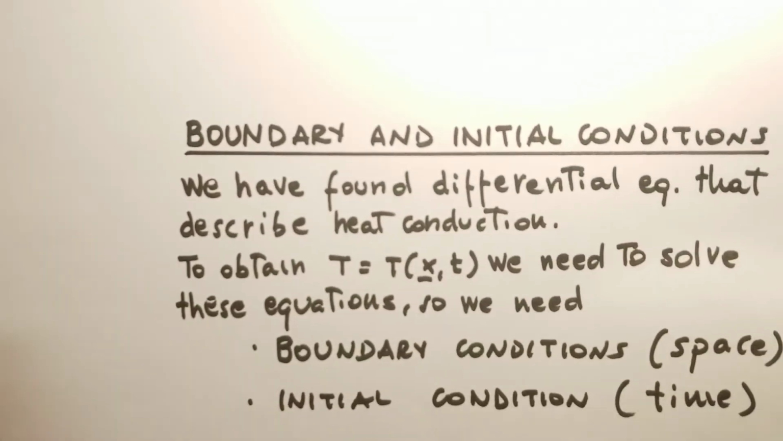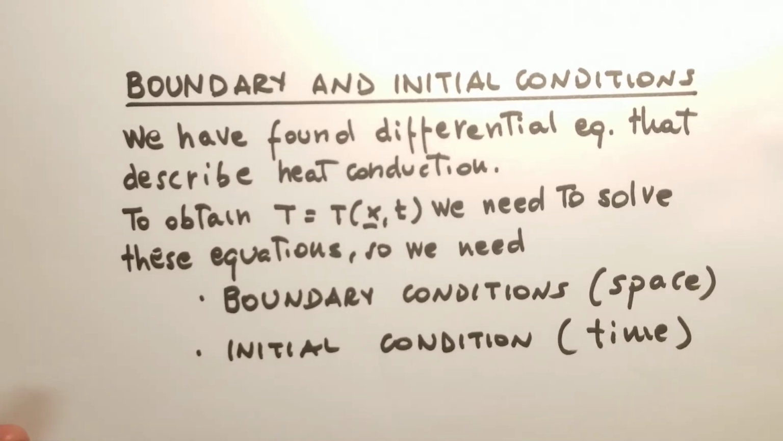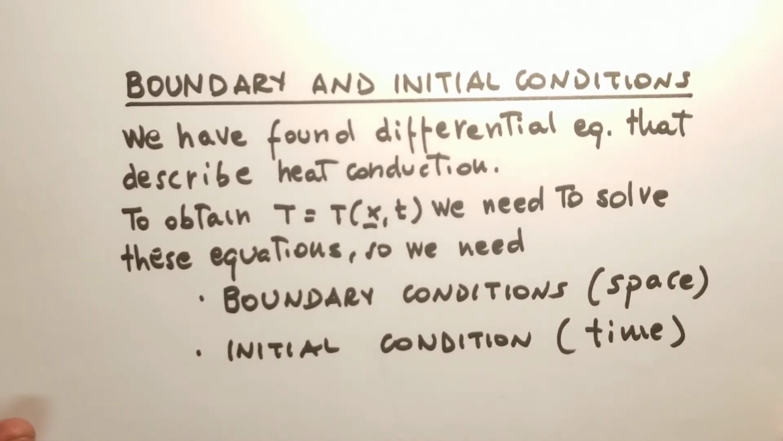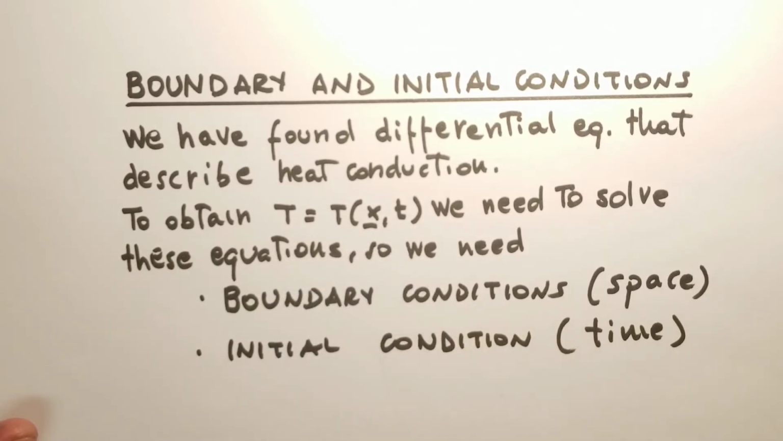So now we have found our differential equations, but to solve our problem, we need boundary and initial conditions, because we want to find the temperature as a function of space and time. So we need to solve these differential equations, and to do so we need boundary conditions in space and we need an initial condition in time.